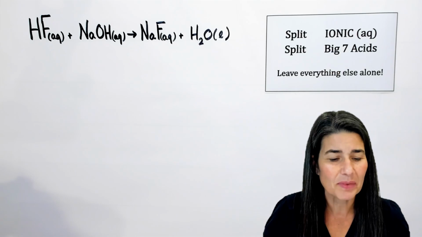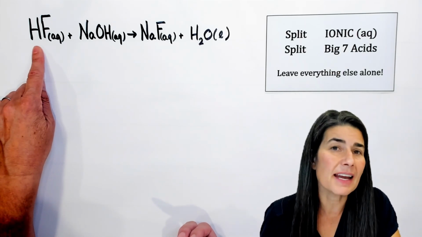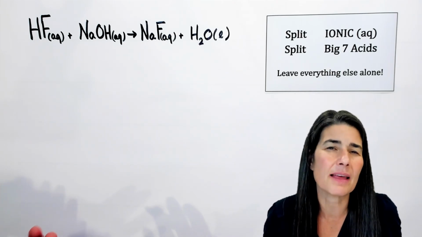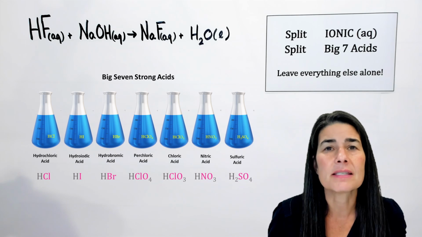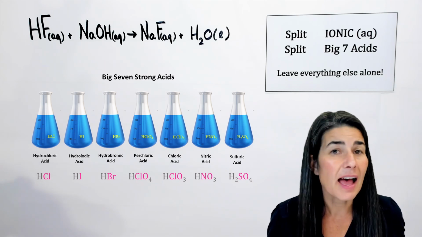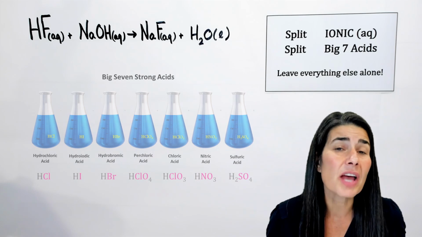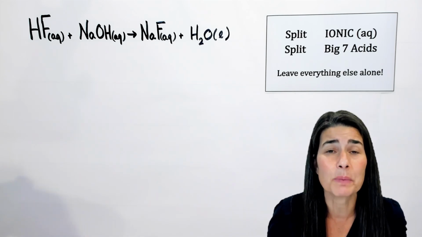Let's begin. So I start with HF. I notice that HF starts with the letter H. That's the clue to me that this is an acid. When I look at my list of 7 strong acids, I notice HF is not on it. Therefore, HF is not a strong acid. Do not split it up.